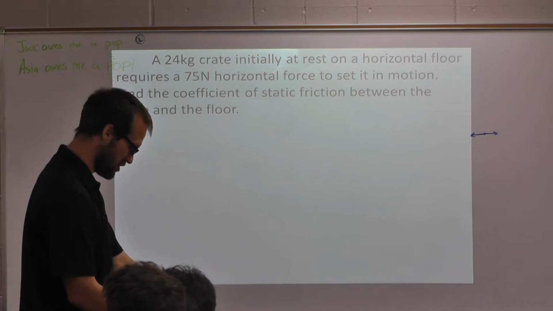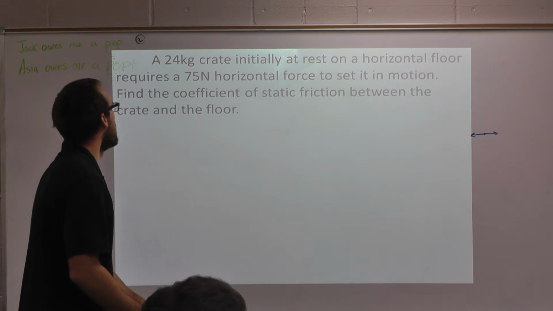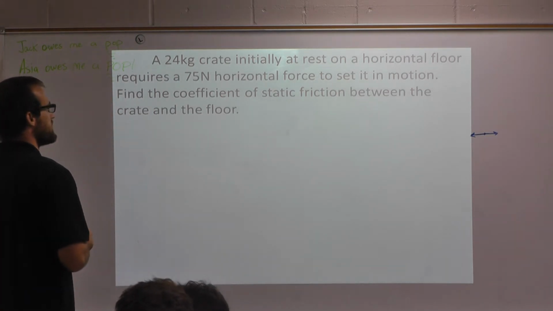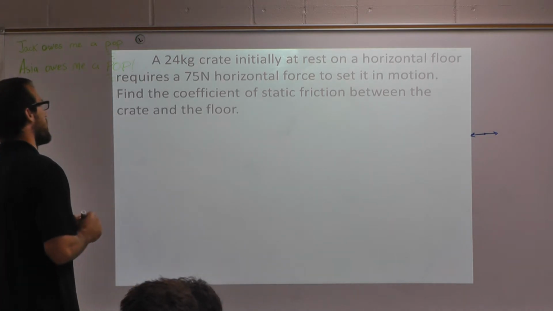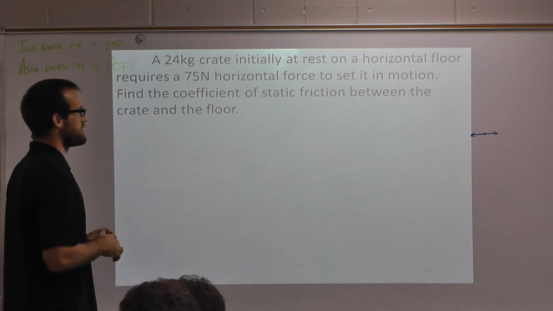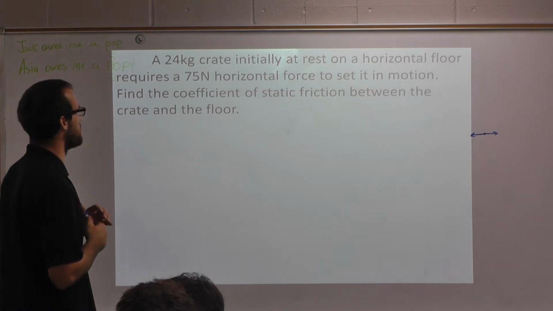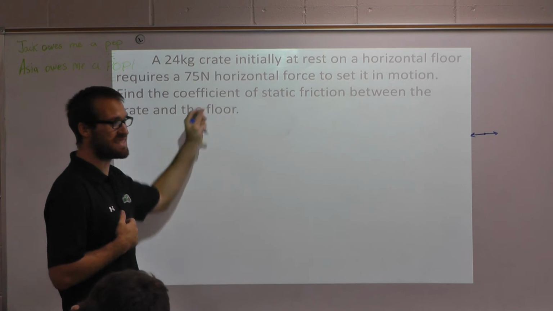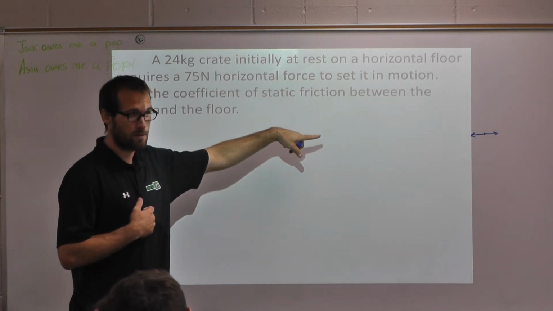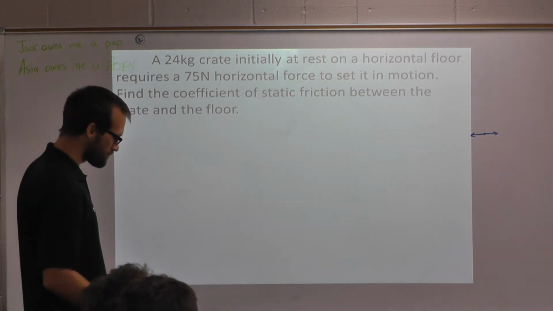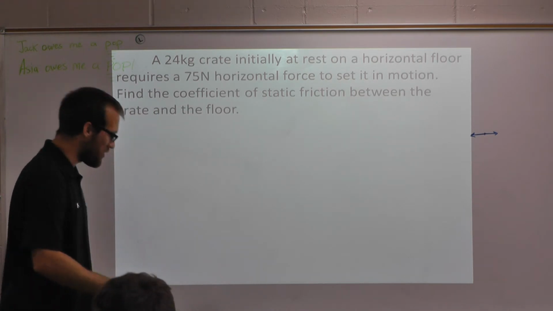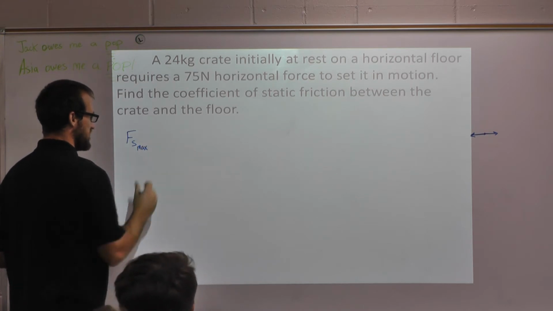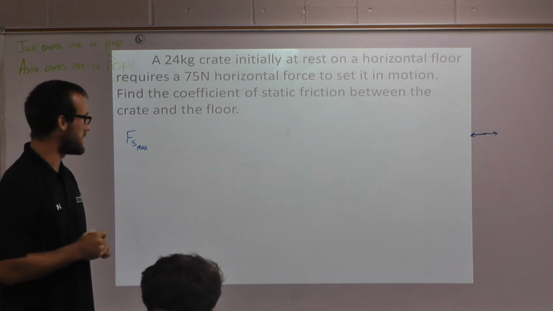So let's assume we're doing this problem here. We got a 24 kilogram crate initially at rest on a horizontal floor requiring 75 newtons of horizontal force to set it in motion. You notice how it said 75 newtons of horizontal force to set it in motion. So that would be your Fs max, because it was the amount of force that you needed to overcome that friction.